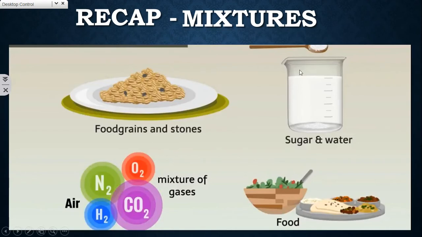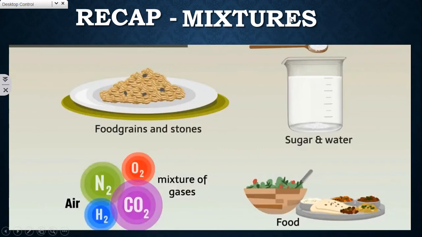Whereas here, once you add sugar to water, it gets dissolved in it. We cannot find it again. So sugar in water is said to be a homogeneous mixture. In the same way, air is a mixture of many gases like nitrogen, oxygen, carbon dioxide and hydrogen. But we cannot find all these gases in air. We can only feel it. So air is also a homogeneous mixture. So now you are clear with the term mixture.